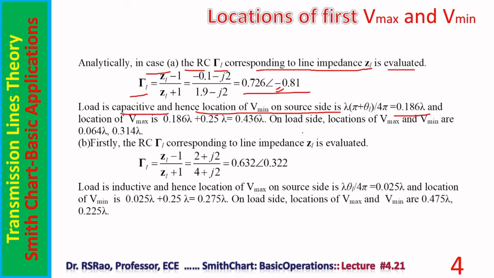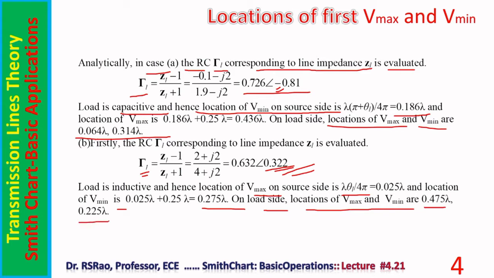On the load side, in the similar manner, locations of V max and V minimum can be found: 0.064 lambda, 0.314 lambda. In the same way, one can evaluate the distances of V max, V minimum, source side, load side too, by following the same procedure. First, we have to obtain gamma L, angle is positive, so it is inductive. Location of V max is lambda theta L by 4 pi, which is equal to 0.25 lambda. Location of V minimum is at a distance of quarter wavelength further away. So it comes out 0.275 lambda. On load side, locations of V max and V minimum become 0.475 lambda and 0.225 lambda.